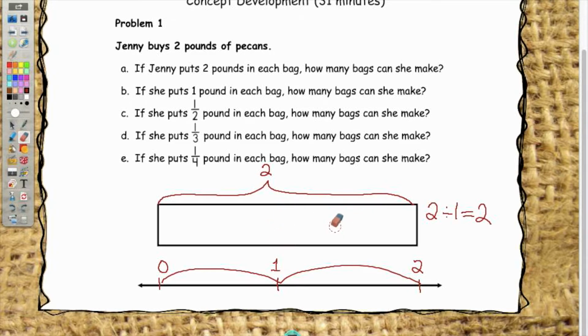So go ahead and get the next one set up. You can go ahead and put your 0, your 1, and your 2 on the number line, and we're going to have a different problem. This time, I think we're down to C, aren't we? We're going to put a ½ pound in each bag. So it's going to be 2 divided by a half. Okay? You didn't miss very much.